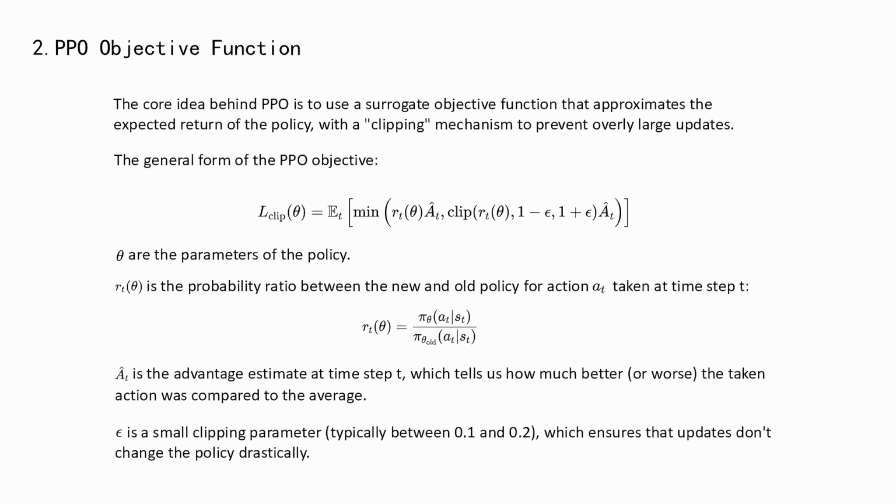The clipping mechanism helps to ensure that the probability ratio does not deviate too far from 1, thus preventing the policy from changing too aggressively in a single update. The objective function has two components. 1. Unclipped surrogate, which encourages the policy to increase the probability of good actions where the advantage is positive. 2. Clipped surrogate, which prevents the ratio from increasing beyond a certain limit, ensuring stability.